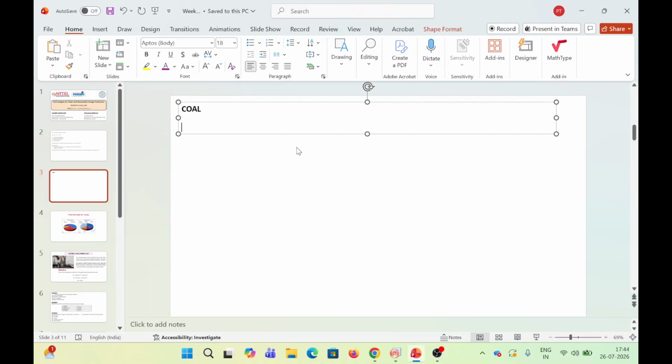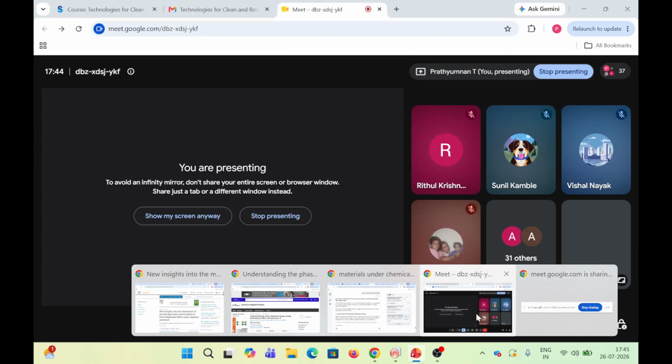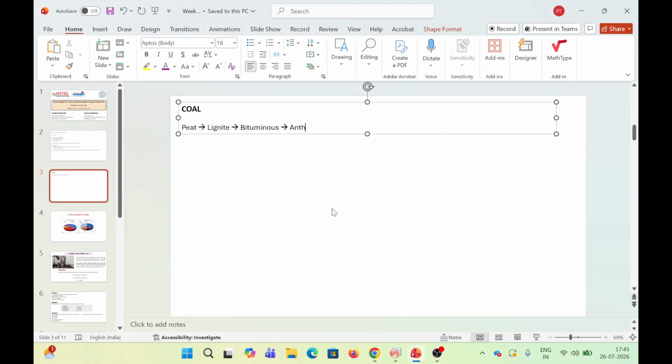Wherein this plant material undergoes geochemical action, and then they form peat, then they form lignite, and then they form bituminous, and then anthracite. So this process is called the coalification process.